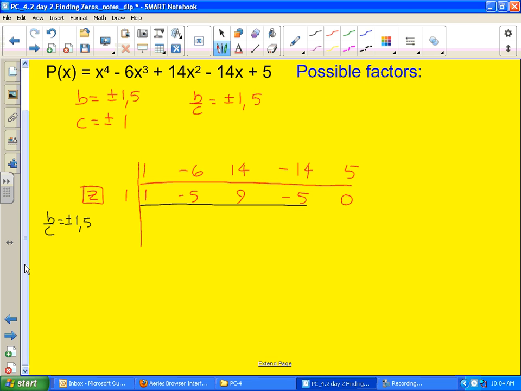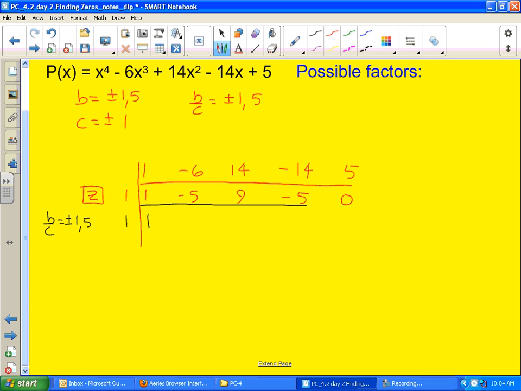Right, so we started over, found our first 0. We get new B's, new C's. Should we test 1 again? It's a good idea because it might be a double root. It might be one that shows up twice, and you wouldn't see that if you tested it with the first polynomial because we already found that it is a 0. So let's see if it happens.